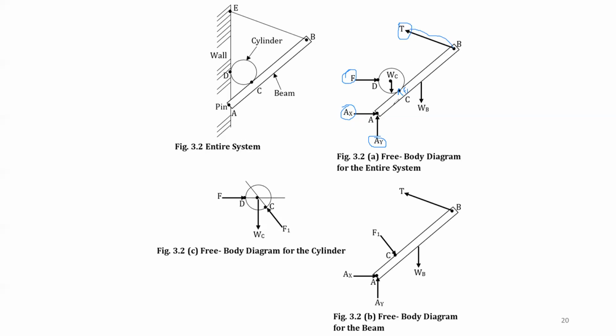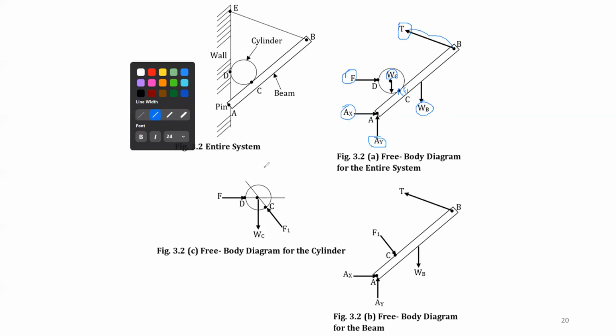And then don't forget, every body has weight, and the weight is always acting at the center. So the weight of the cylinder is WC, and then the weight of the beam is WB. And the weights are always acting downwards. So if you consider the entire system, then this is the free body diagram. Now, if you decide you want to expose this force F1, so you want to isolate this cylinder from the beam, then this is what we want to obtain.